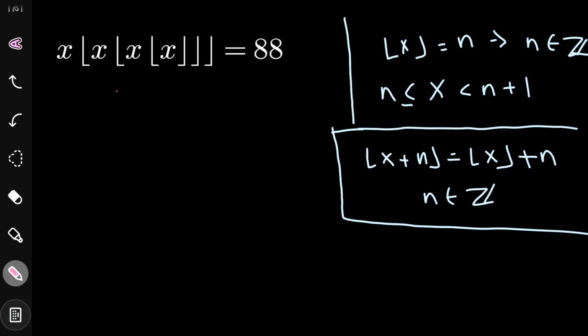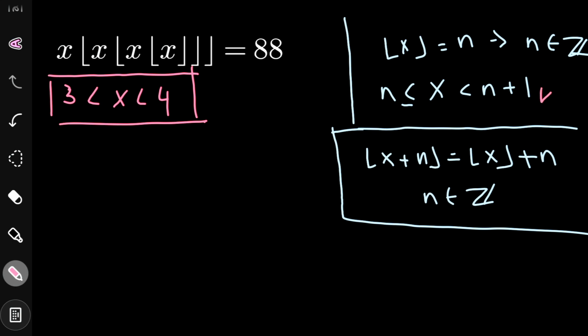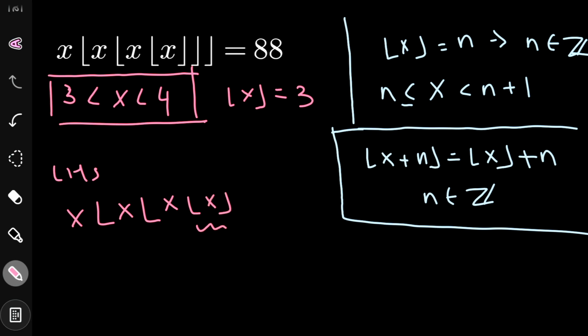So let us write it down. The value of x that is going to satisfy this equation must be greater than 3 and smaller than 4. Now using this, and using the definition of the floor function, we can easily say that the floor value of x is going to be equal to 3. On the left hand side we can see that there is a floor value of x present, so let us change that to 3. Now we have x times the floor value of x, and the floor value of x is 3, so this will turn out to be 3 times x, and this is equal to 88.